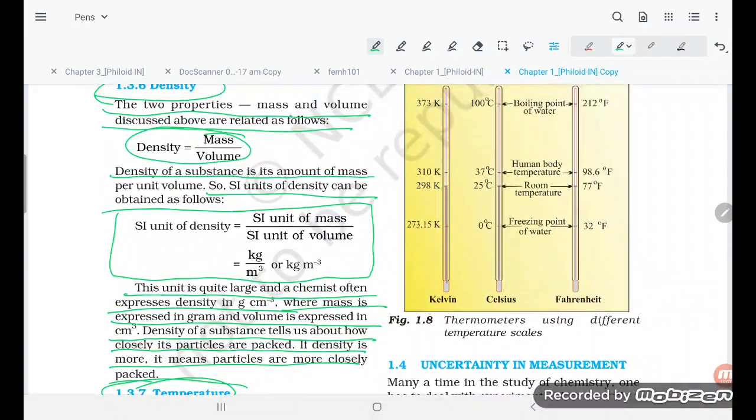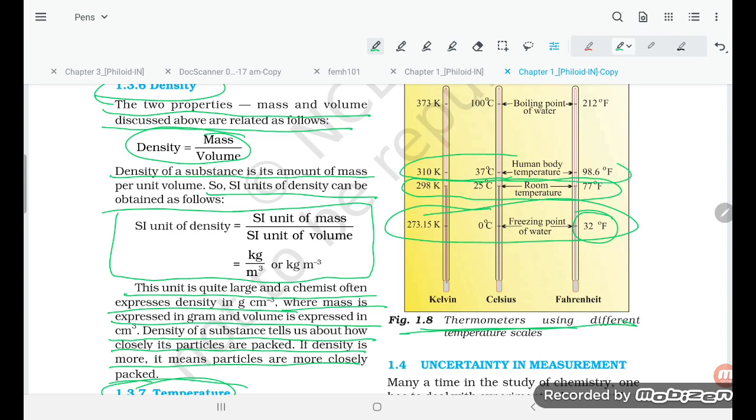So this is all about the point, student. Here you can say 0 degree Celsius means 273.15 Kelvin, and in Fahrenheit it is going to be 32. If you talk about 25 degrees Celsius, in Kelvin it is going to be 298 and Fahrenheit 77. If it is 37 degrees Celsius, Kelvin is 310 and human body temperature is 98.6 Fahrenheit. At 100 degrees Celsius, 373 Kelvin, boiling point of water, 212 Fahrenheit.